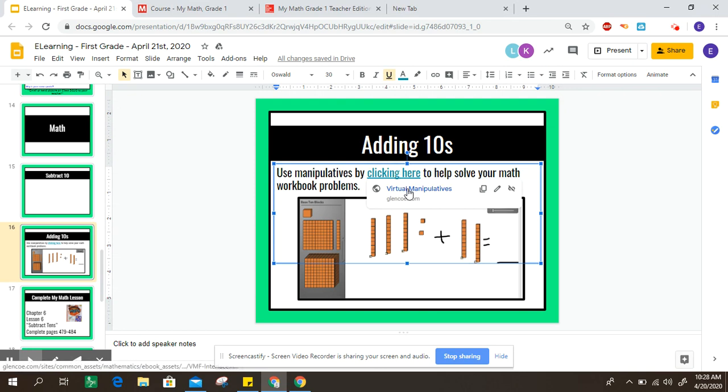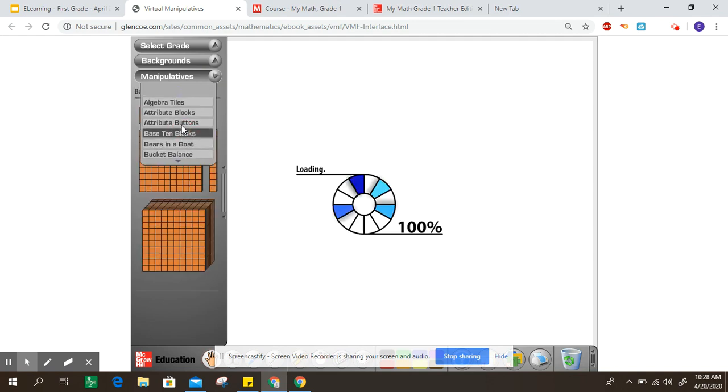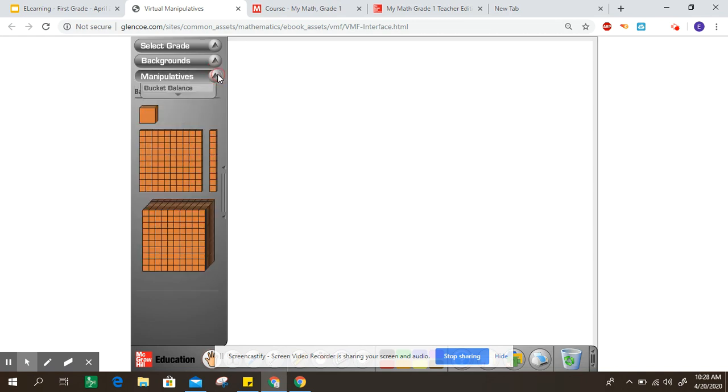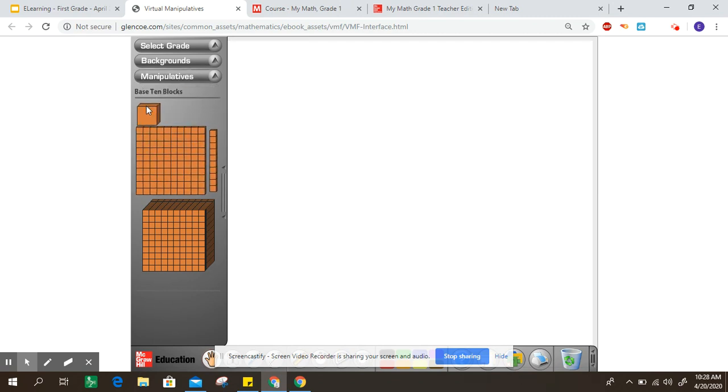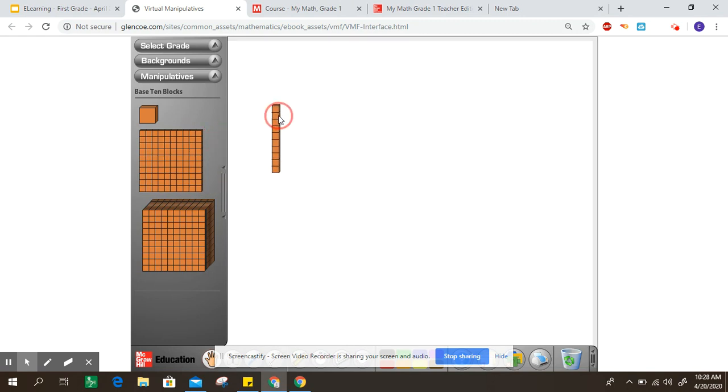If you click on this manipulative website with me in a little bit, you're going to get a chance to do this. You will want to go to manipulatives and then click base 10 blocks. Again, you scroll down for manipulatives and then base 10 blocks. These will help you. We have a ones cube, a 10 rod, a flat with 100, and then it even gets bigger.